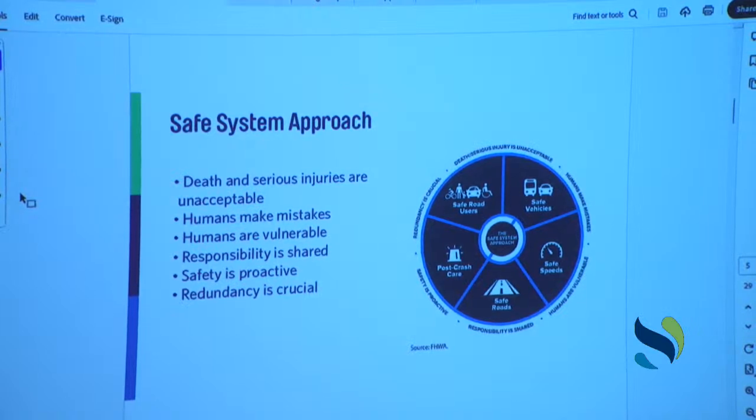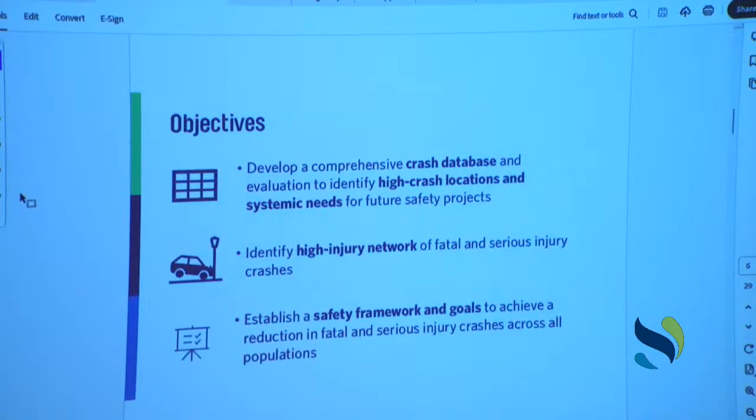So on the slide, you see the 6 different principles of the safe system approach. Humans make mistakes, humans are vulnerable, the responsibility is shared between all the systems, and then we have to attack safety in a proactive manner and in a redundant manner.